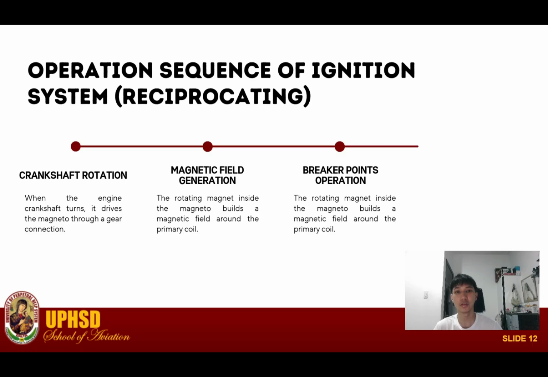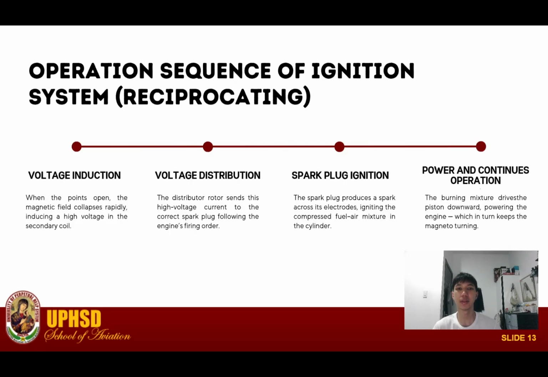Next is the breaker points operation. When the magnet reaches a certain position, the breaker points open. This sudden opening interrupts the primary current, causing the magnetic field to collapse rapidly. That collapsing magnetic field then induces a high voltage in the secondary coil, which is eventually sent to the spark plugs. Now, let's continue with the remaining steps of the ignition sequence.